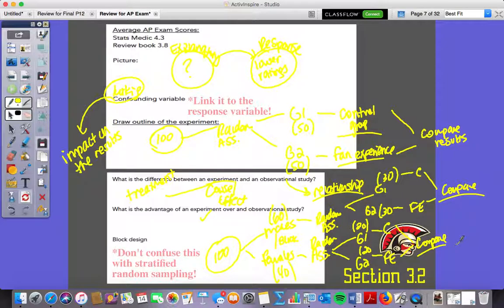Remember, stratified is observational. Experimental is, a block goes with experimental. If you think of this as the stratified version of an experiment, then that would be appropriate. An observation would be stratified. So if they say design an experiment that yada yada yada, then you could go from there and rock and roll off that.